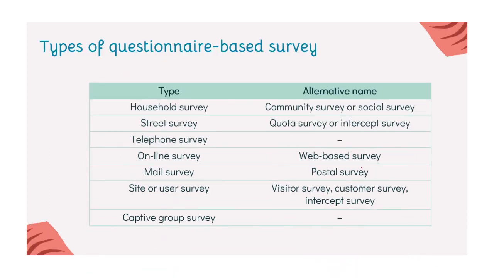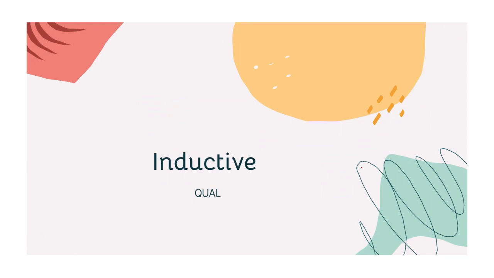Types of questionnaire-based surveys: you have household surveys, street, telephone, online, mail, site, and captive group. So there are various surveys that have been going on. Recently, Malaysia has been distributing our own survey, which is the census. So that's a form of survey. If you are living in Malaysia, you should be doing the census, which will give them a figure of how many citizens and how many residents we have in this country. Okay, so you should try to go into the exercise.